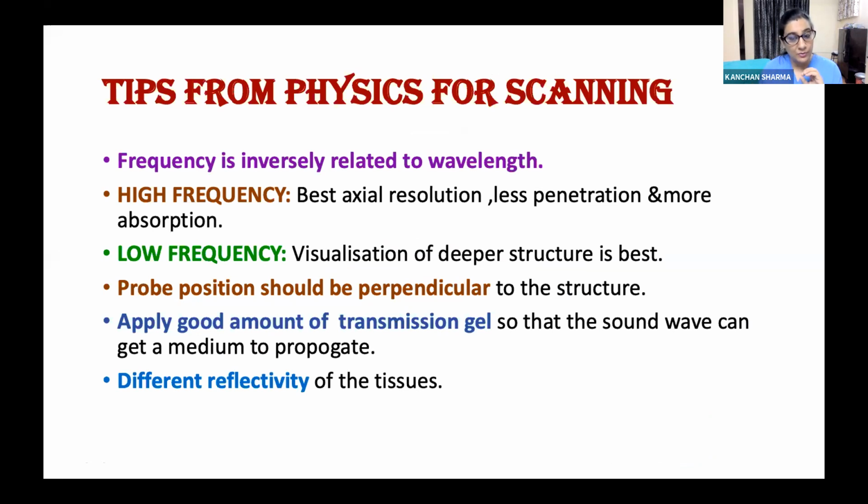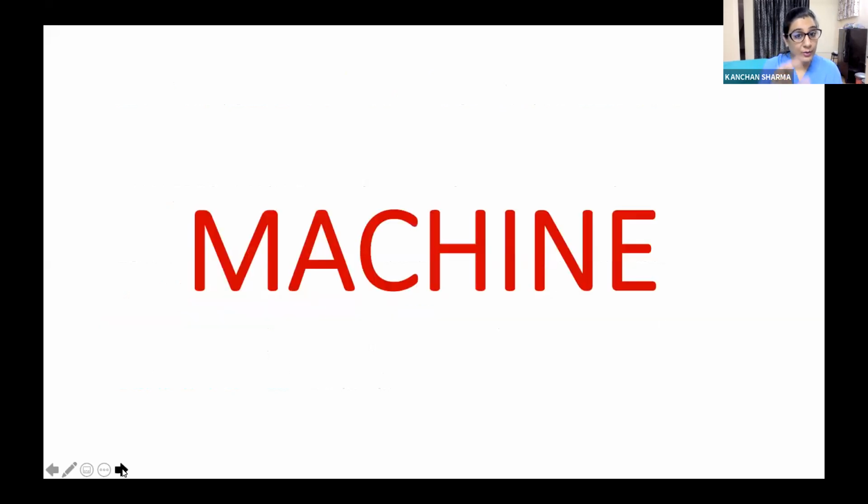Always apply a good amount of transmission gel so that the sound wave can propagate, because we have learned that sound waves need a medium to propagate. If you don't give a medium to your sound wave, it is not going to propagate inside the tissue, fine? And we have different reflectability from different tissues. So that was all about the basics, and if you know this much, I think that will be more than sufficient, fine?